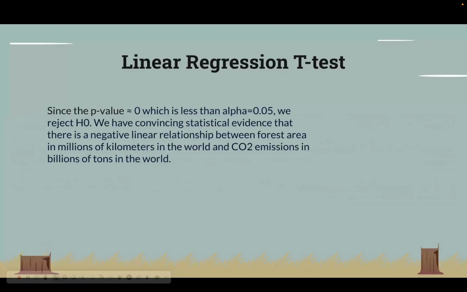Since the p-value is very close to 0 and is approximately 0, which is less than alpha equals 0.05, we reject the null. We have convincing statistical evidence that there's a negative linear relationship between forest area in millions of square kilometers in the world and CO2 emissions in billions of tons in the world.